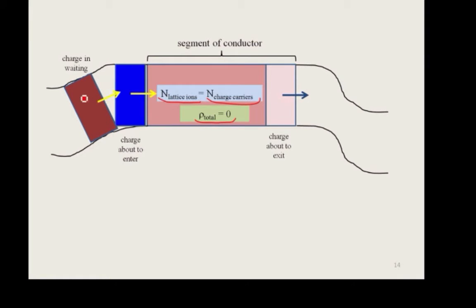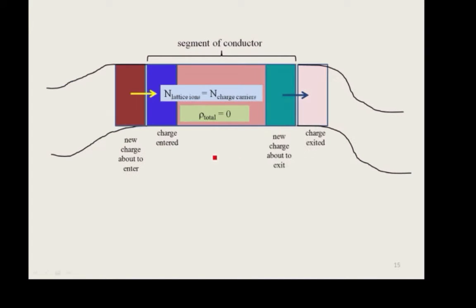I've also called this segment here charge in waiting because it's going to replace this one. This is the charge about to enter, this is the charge about to exit, and so when you have the time increment that will cause this to change, this is the charge that's entered, this is the charge that has exited, and now we have a new charge about to exit, and a new charge about to enter, and a new charge in waiting, which will then come up here, and so on. What you're seeing is that this charge, symbolized by this rectangle, is equal to the charge that's left.